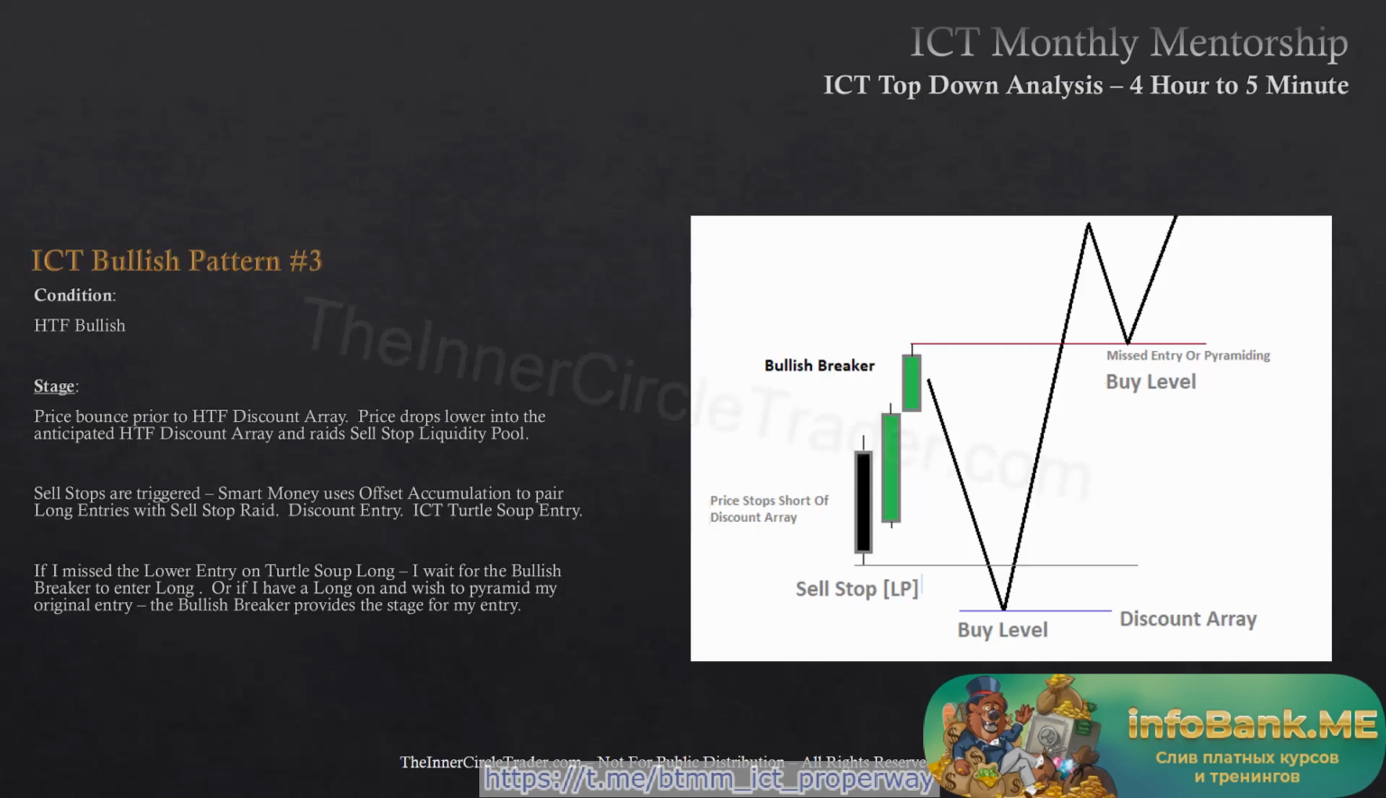It's either going to be an internal range liquidity, optimal trade entry, fair value play is what that is, or it's going to be external range liquidity run, or basically it's turtle soup. If I miss the turtle soup, then I'm going to wait for it to go to the bullish breaker. That's it. It's the same 2 patterns, but just being applied in a very specific, detailed way of doing it.